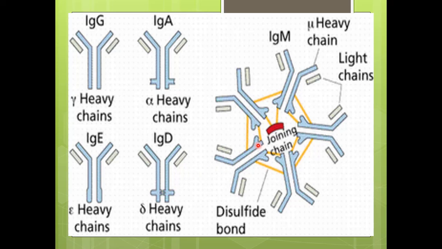And IgM are the largest antibodies. They are composed of 10 heavy and 10 light chains and have 10 binding sites for the antigen. Although they are not present in very large amounts, because they are very large antibodies, they can produce a very effective response against the antigens.